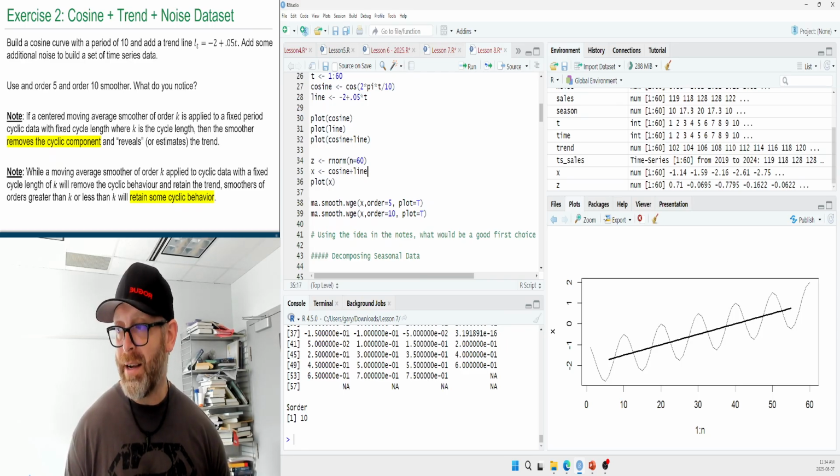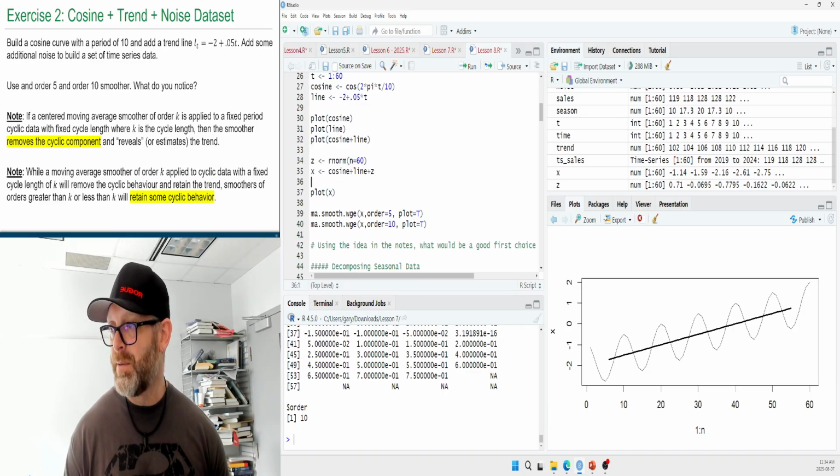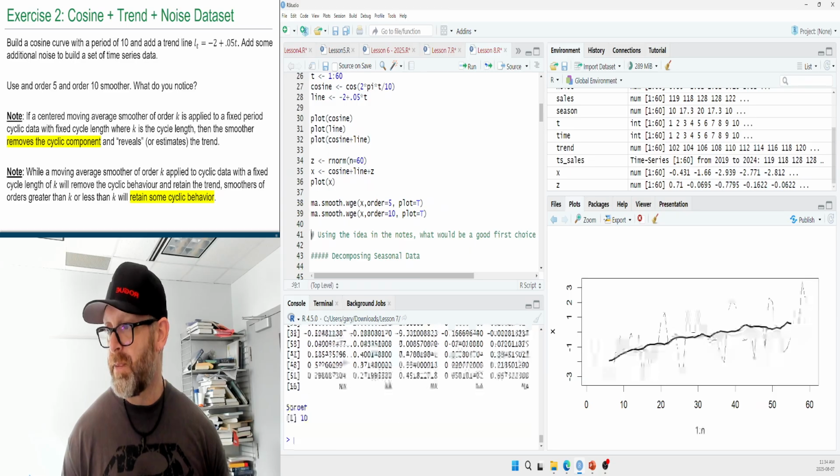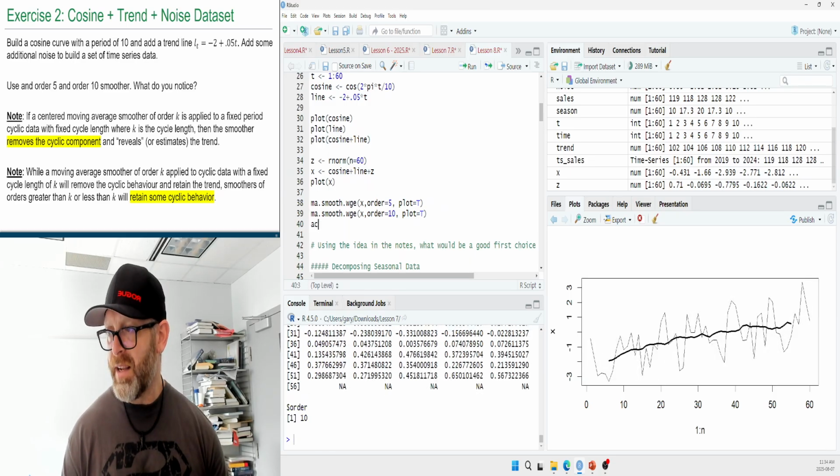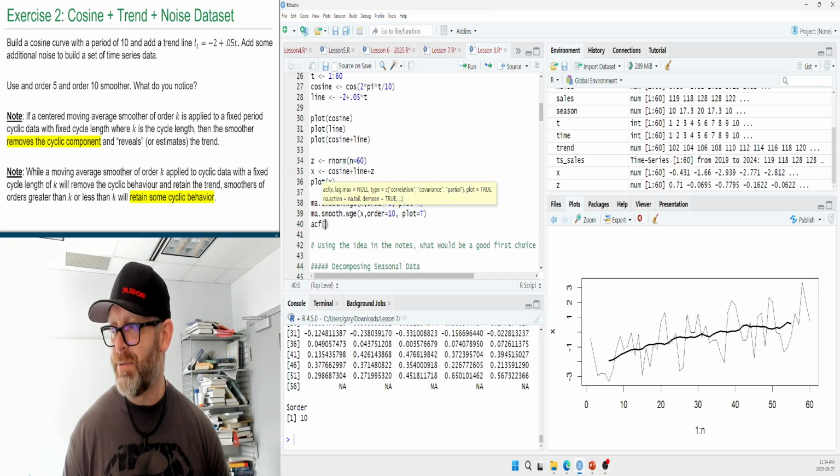All right, let's go back. Let's do plus Z inside of here. Run. But let's use that ACF function for a second. ACF, and I want to do this on x.